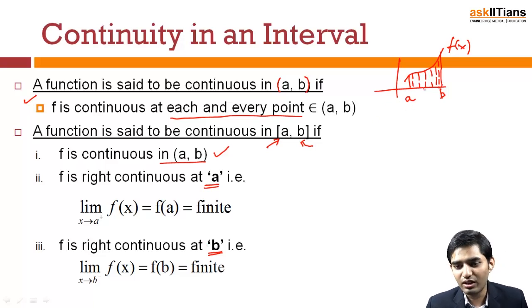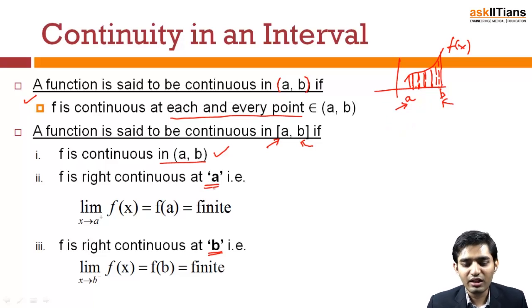It should be continuous in between, right? In between all these points, between a and b, whatever the number of points, there the function should be continuous. Along with that, it should be continuous at x equal to a also, and it should be continuous at x equal to b also, right? Now, how will we check the continuity at the endpoints, right?